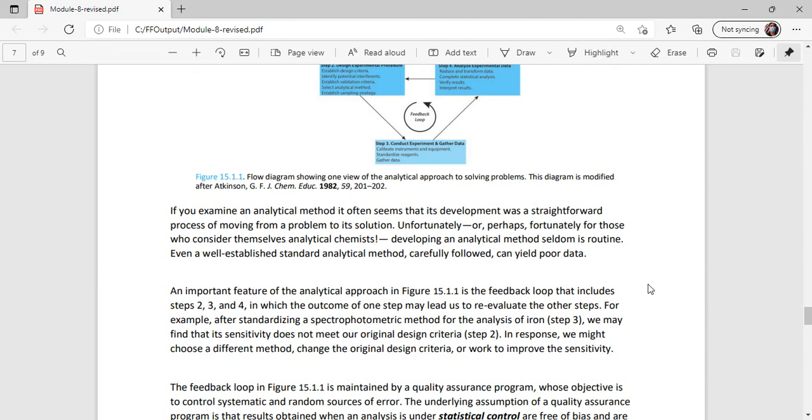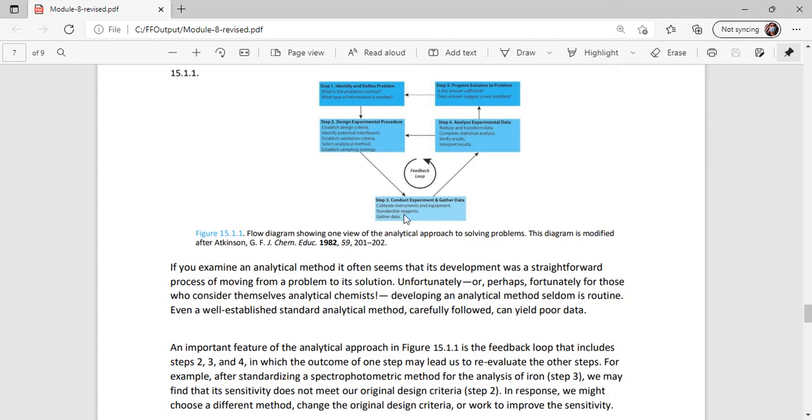An important feature of our analytical approach is a feedback loop that includes steps 2, 3, and 4. Okay, this is your feedback loop. So if your data is not sufficient enough, you repeat step 2. You need to make a new experimental procedure design. You perform it, then analyze all your data, and if still not satisfactory, you repeat step 2.